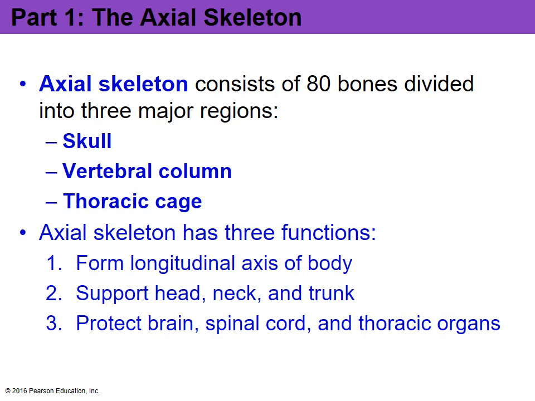The axial skeleton consists of your skull, your vertebral column, and your thoracic cage. As you can see both on the PowerPoint as well as on your study guide, it indicates not only the 3 main regions, but also the functions of the axial skeleton, which include providing the longitudinal axis of the body, support for your head, neck, and trunk region, and obviously protection for more sensitive organs such as the brain, the spinal cord, and the lungs and heart found in the thoracic cavity.